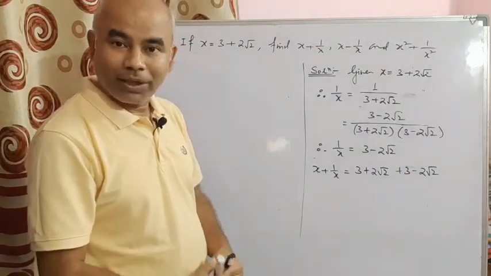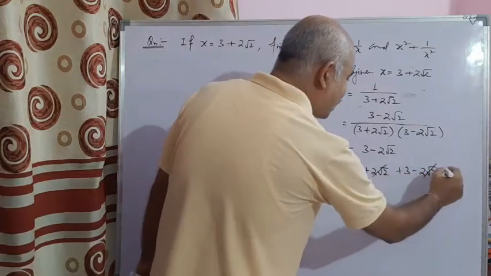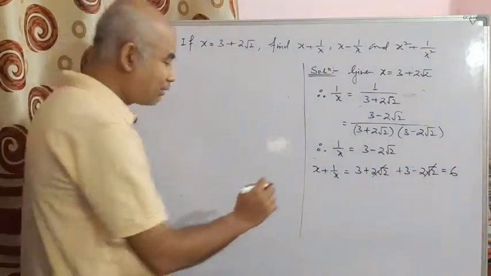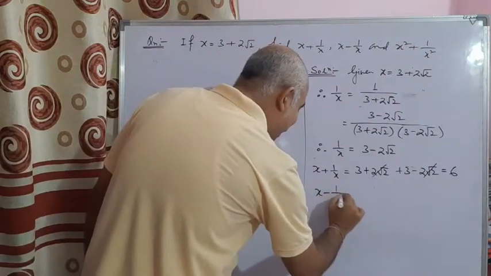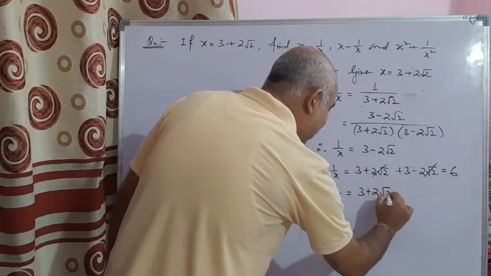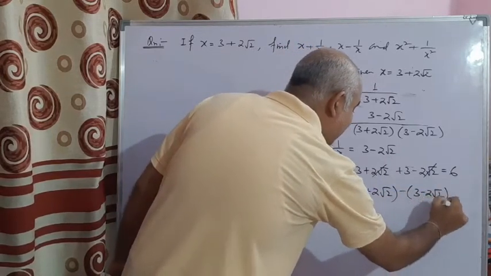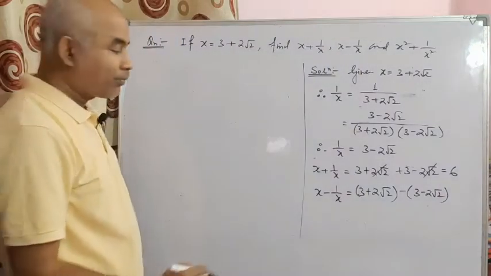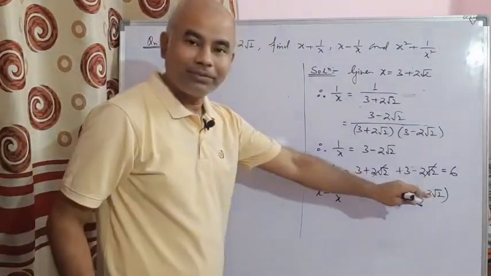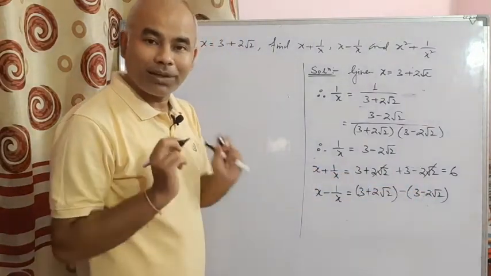part of the question. So here plus 2 root 2 and minus 2 root 2 cancel, so 3 plus 3, answer is 6. Very easily you can find it out. Similarly, if I find out x minus 1 by x, then my answer is 3 plus 2 root 2, it is x, minus 3 minus 2 root 2, it is 1 by x. Okay, so whenever a minus sign is there, I prefer to use brackets. Okay, why? Because then there will be no problem, no silly mistake of plus minus sign.